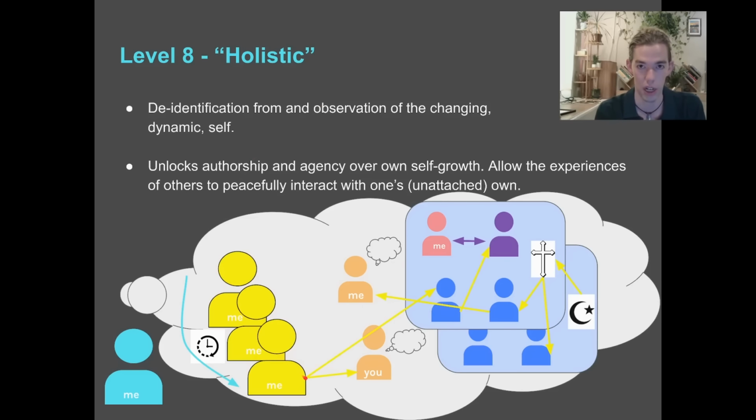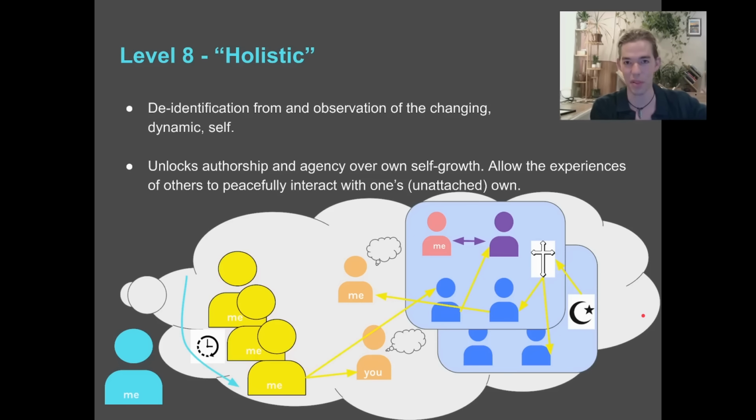I am changing over time, and I can de-identify and simply observe my change and interactions in the world. So not only am I not judging the world, but I'm not judging myself. I'm not even necessarily guiding myself. I'm just watching myself. And this can unlock a certain authorship and agency over my own self-growth. I can allow the experiences of others to peacefully interact with my own and allow those to change me and think about how those change me and observe that. That's level 8.